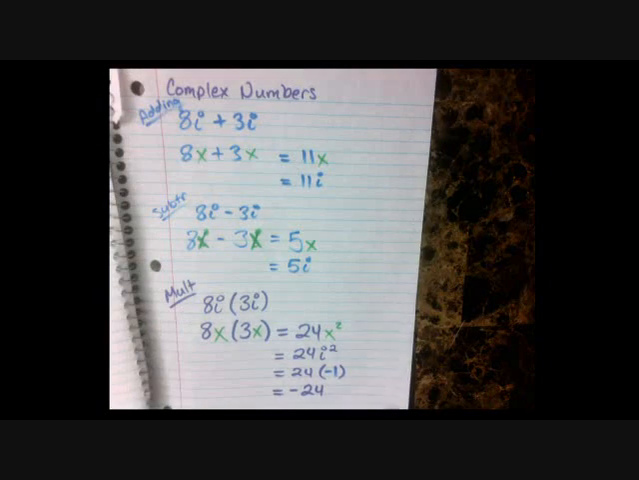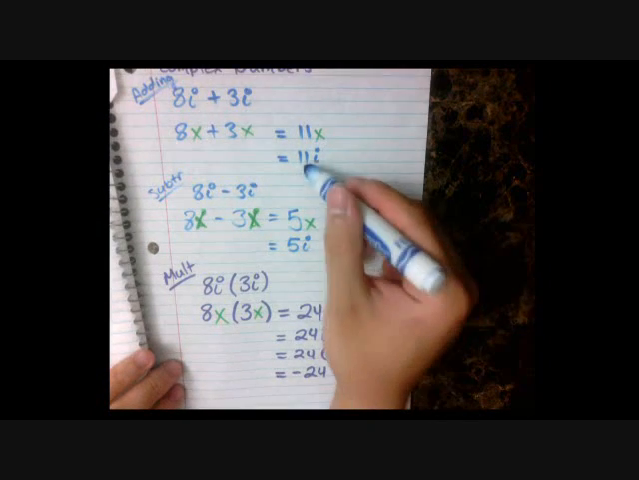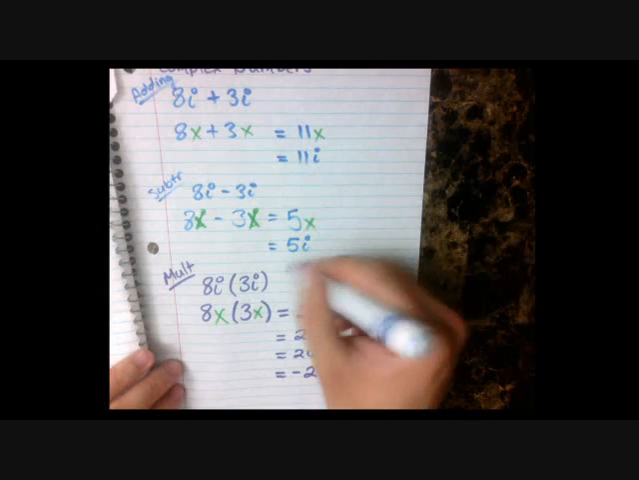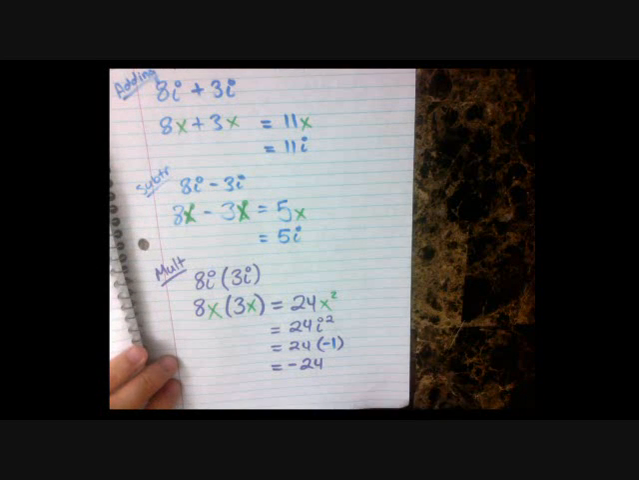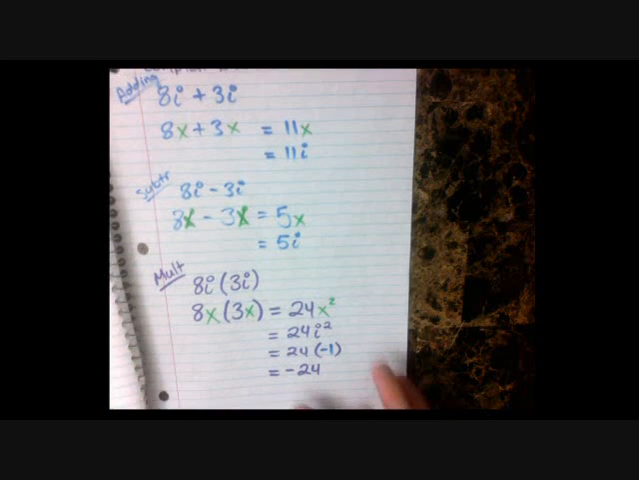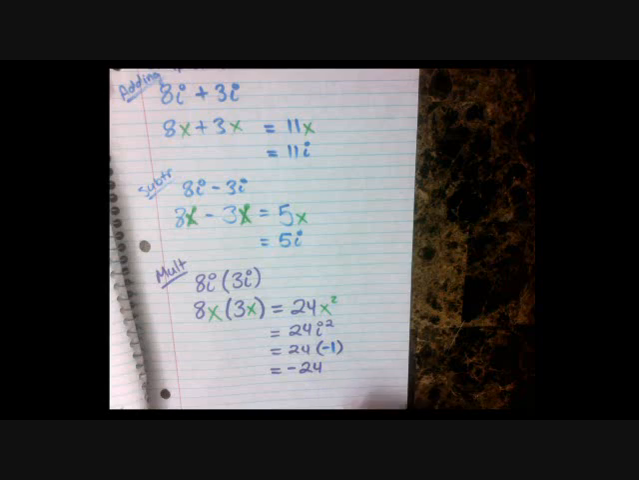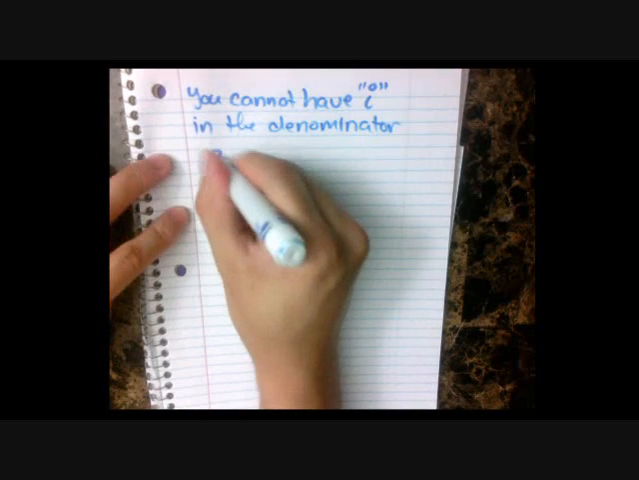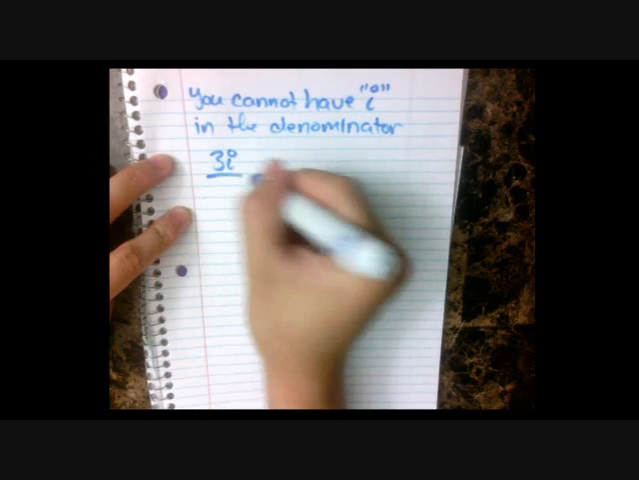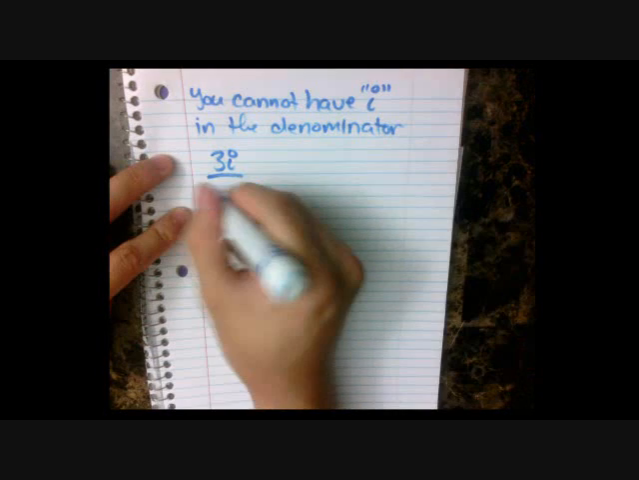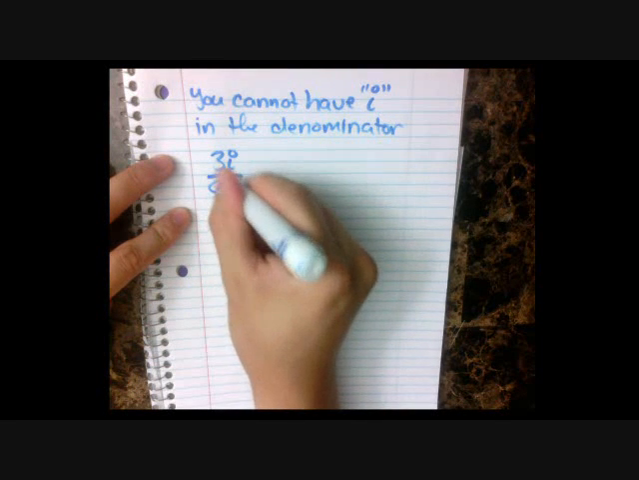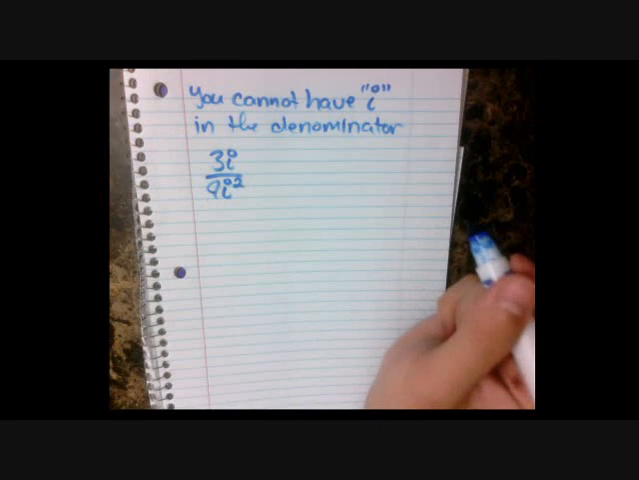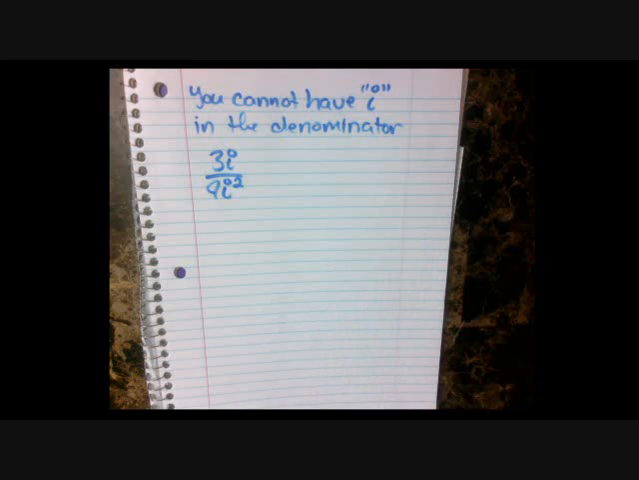Give us a bunch of answers that have 11i. This is like 11i over 1, 5i over 1, negative 24 over 1. None of these have an i in the denominator because they don't really have one. However, what if I gave you a problem like this? 3i over 9i squared. Okay? 3i over 9i squared.